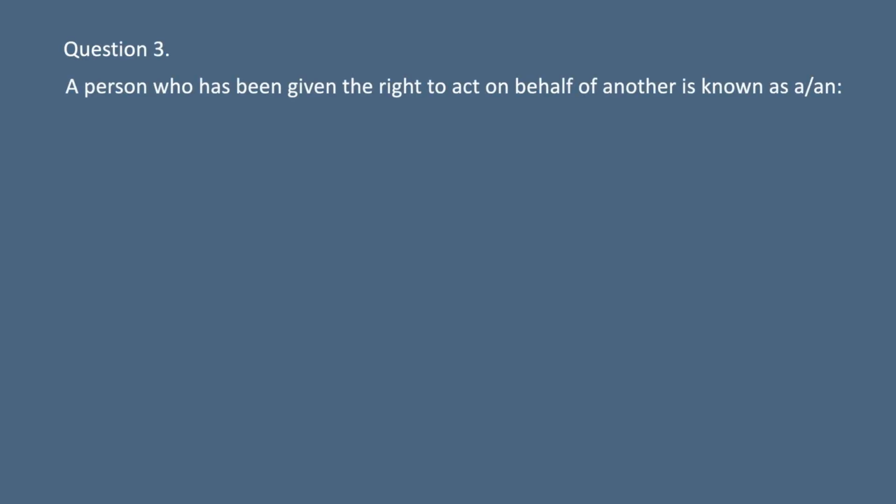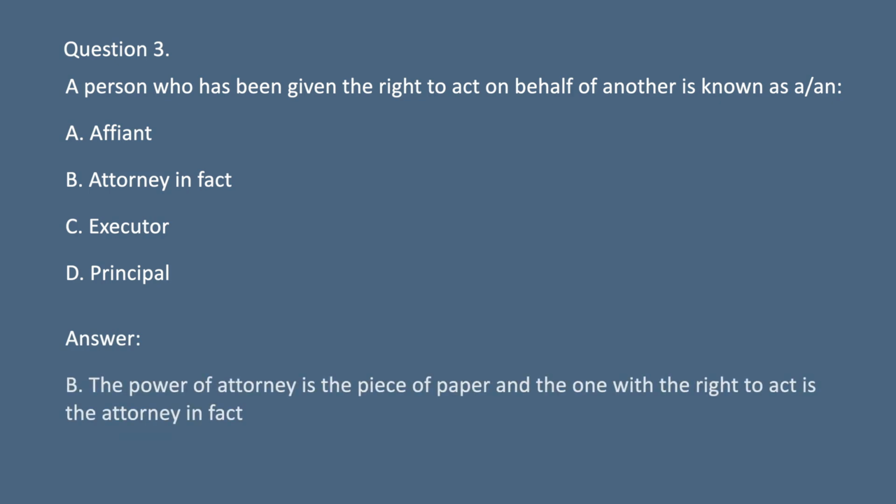Question 3. A person who has been given the right to act on behalf of another is known as A. Affiant, B. Attorney in fact, C. Executor, D. Principal. Answer: B. The power of attorney is the piece of paper and the one with the right to act is the attorney in fact.